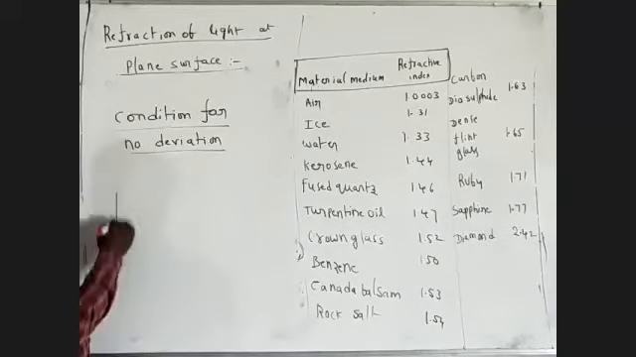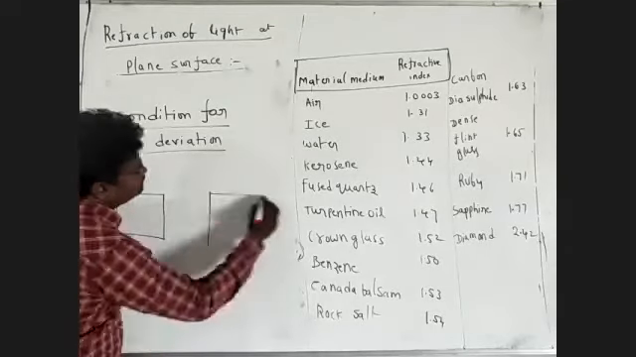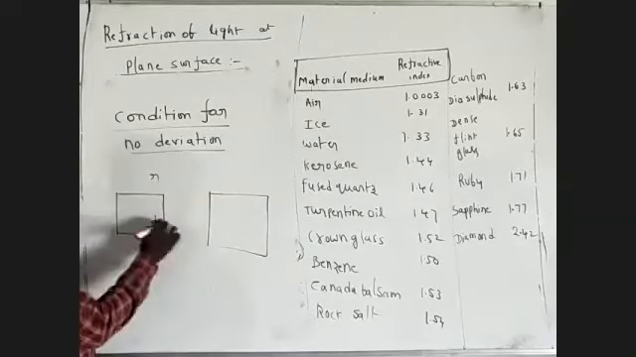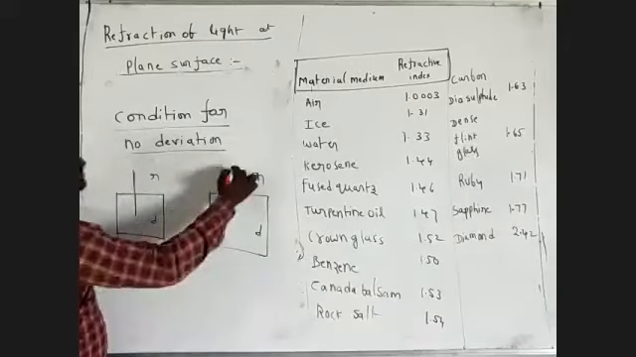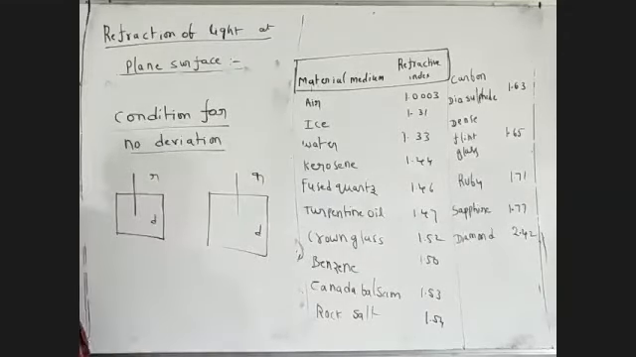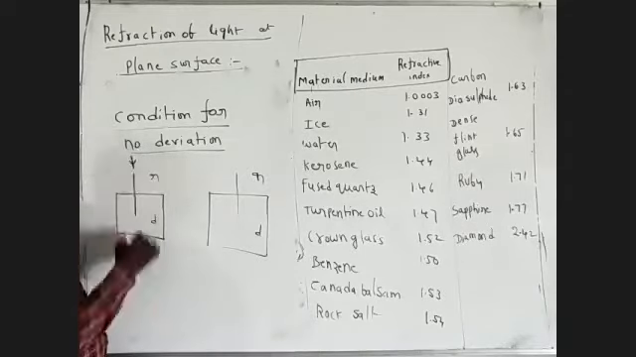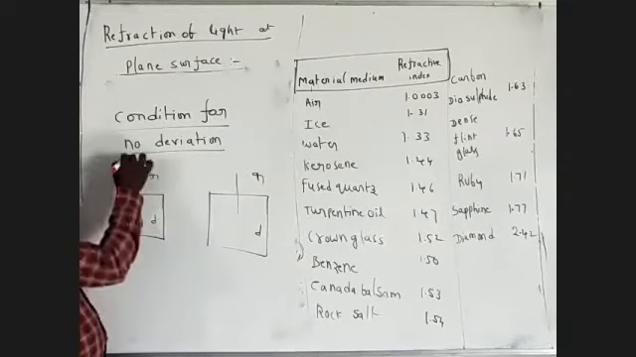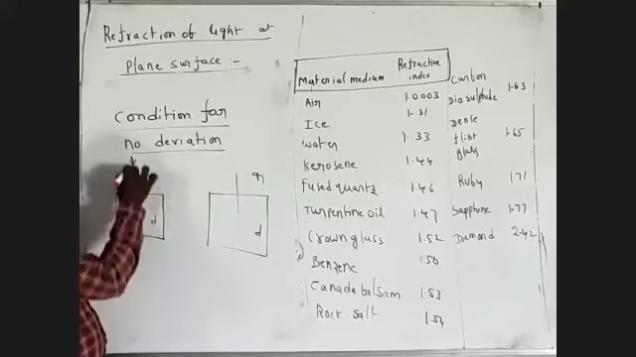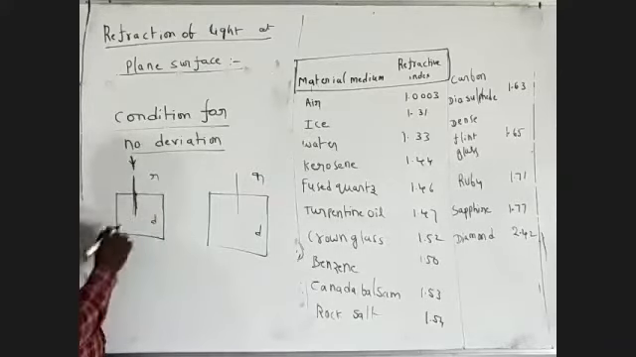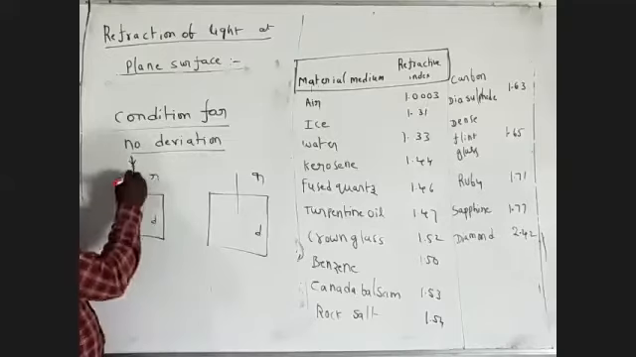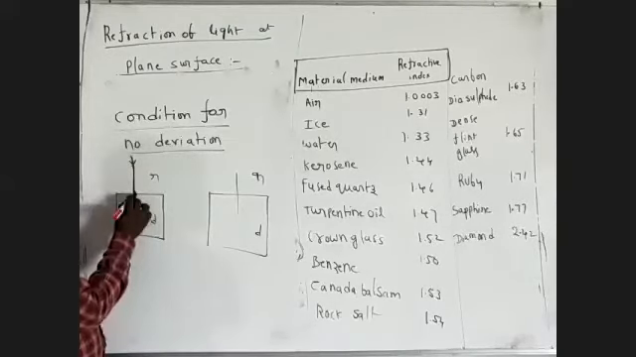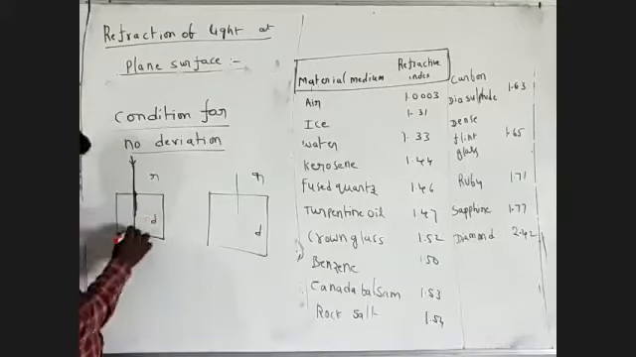Now we will see, this is a rarer medium, this is denser. This is a normal line. Next, the incident ray. The incident ray strikes normally at the point of incidence, along the normal line. It does not deviate when entering another medium. It goes straight.